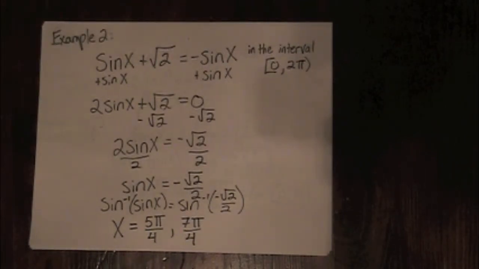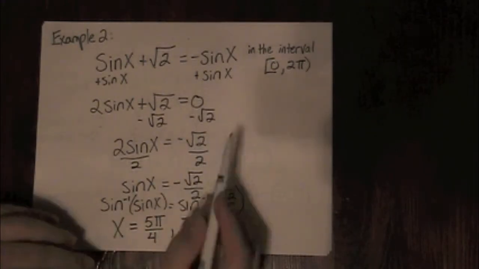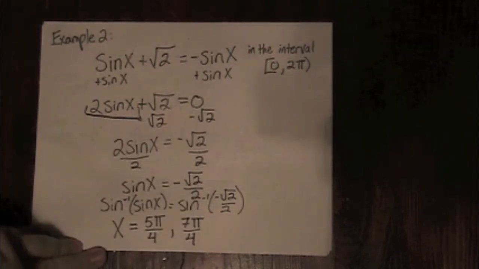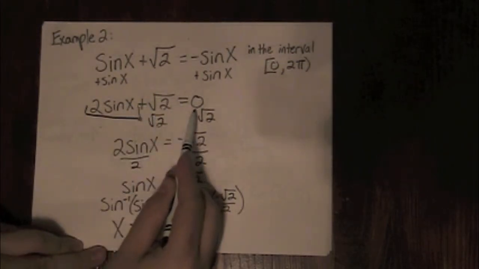In a second example, we have a problem that's a little bit more complex because we have a sine function on both sides of the equation and a number that we have to deal with. Let's collect both of our sines on the same side and give us 2 sine x plus the square root of 2 equals 0.